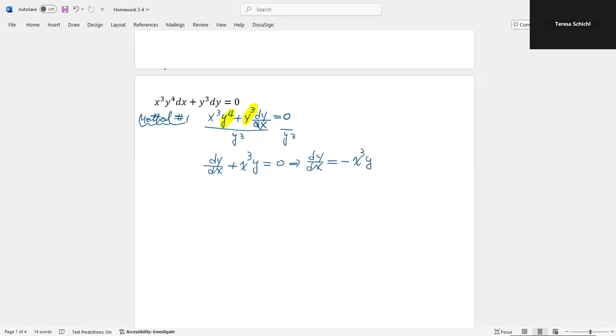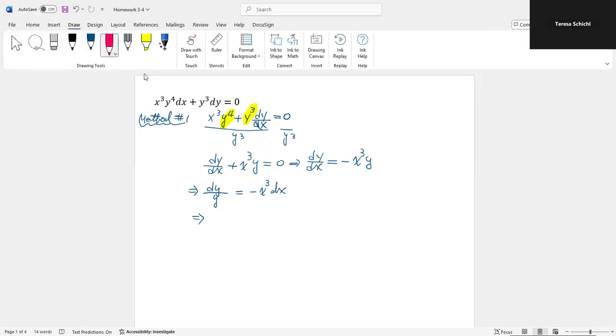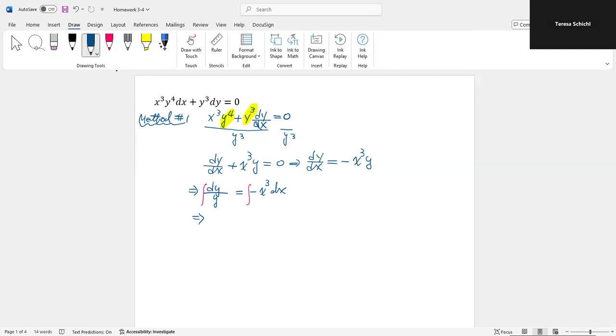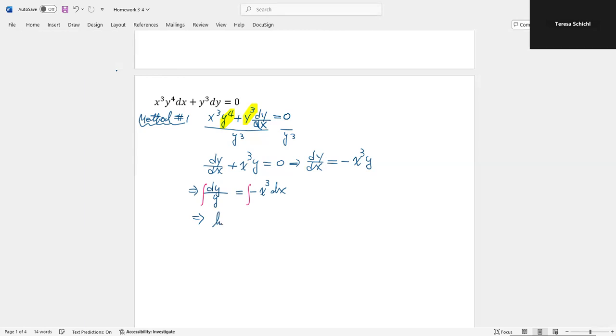As you can see, the x and the y are separate, so it will be a good candidate for variable separation. So I can solve it: I put dy over y, moving the y to one side and the x to the other side, so x cubed dx. Now integrating both sides, this will be the natural log of y equal to negative x to the fourth over 4.